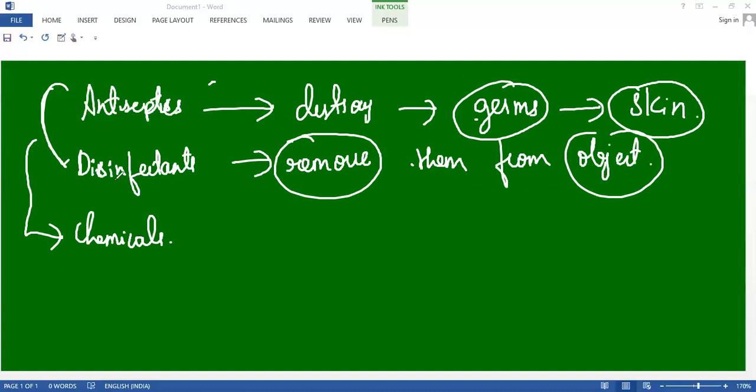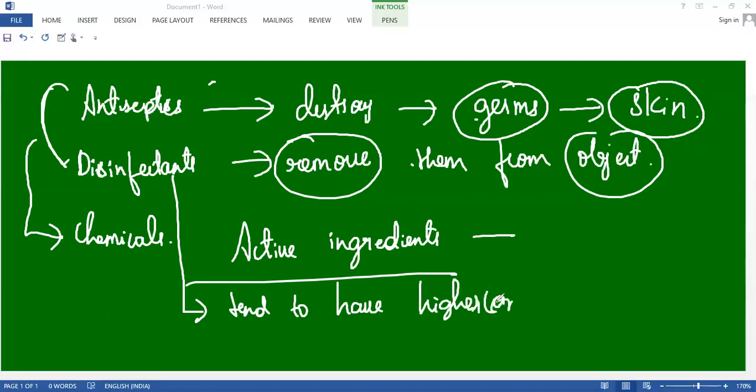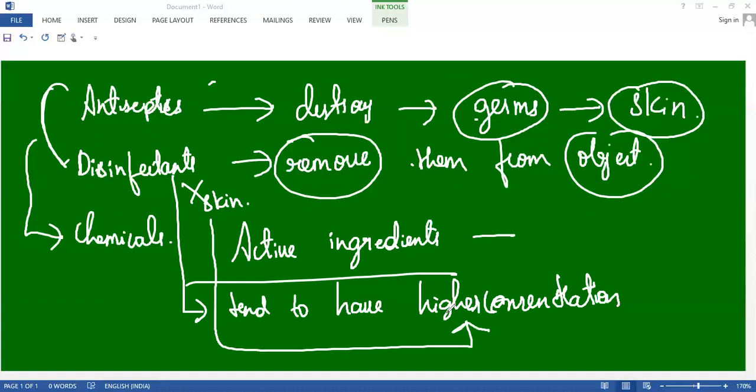In fact, they share some similar active ingredients, not inactive. However, disinfectants tend to have a higher concentration. That is why they are not directly applied to the skin. Why? Because of the higher concentration, it is not suitable for use on the skin or the mucous membrane. This is the difference between antiseptics and disinfectants.